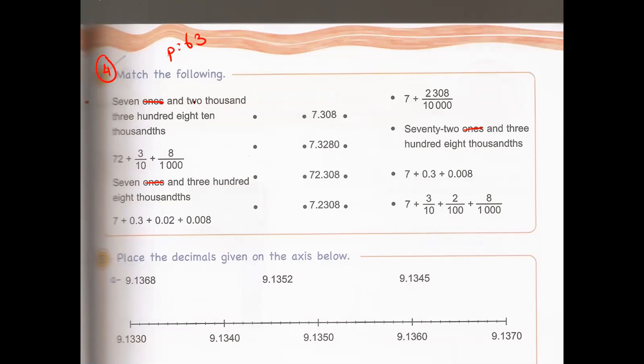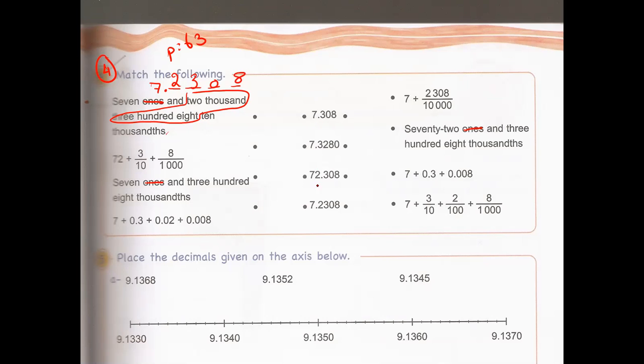So 7 and 2,308 over 10,000. How do we write it in digits? 7 means 7, and "and" means point. Now let's read the decimal part, 2,308. 10,000 means how many dashes? 4 dashes in the decimal part. Let's fill them. 2,308. How do we write it? We write it in this way.